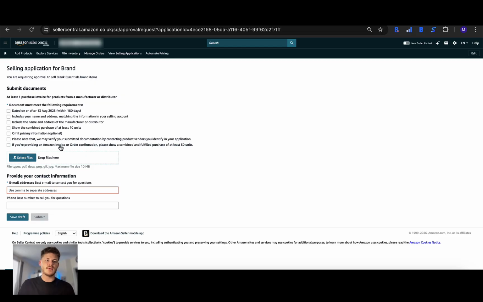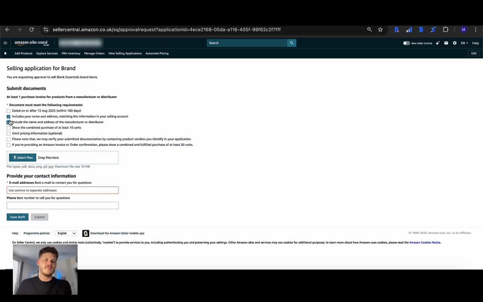And then there are some optional bits as well. You just need to make sure that you tick off these things. You might think that they're just a square bullet point, but you actually have to tick them. You submit your invoice there. It's got to be in a non-editable format, so PDF is perfect. The email address for questions is just the same one that you use for Amazon. You don't have to do phone if you don't want to.